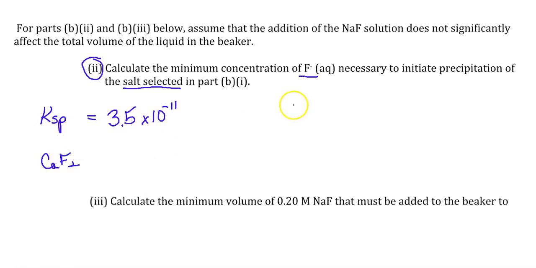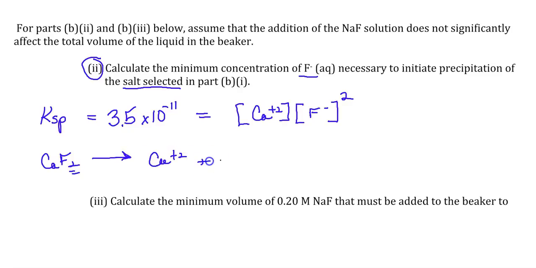Now, they want the minimum concentration of fluoride necessary to initiate the precipitation. So the KSP is equal to the calcium ion times the fluoride ion squared. However, there's a 2 here, so that's a coefficient of 2 because the reaction, of course, becomes calcium plus 2 fluoride ions. So party people, that's what happens. That's how we get that coefficient of 2.